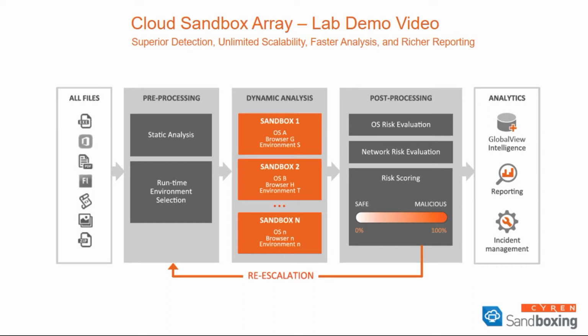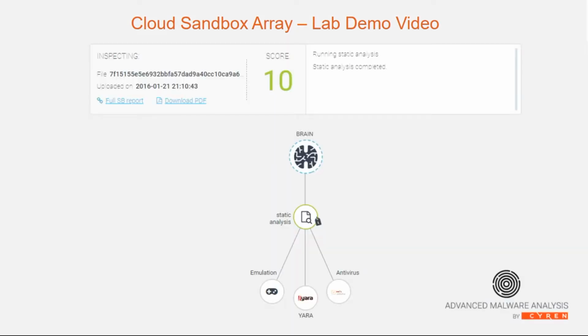If the full set of expected behaviors are not seen, then the file is recursively submitted to different types of sandboxes, which may vary by operating system, browser type, or virtual or even physical environments until full behavior is observed and an aggregate threat score is calculated. Once malicious files and URLs are identified, Cyren fingerprints and blocks them across its global network within seconds.